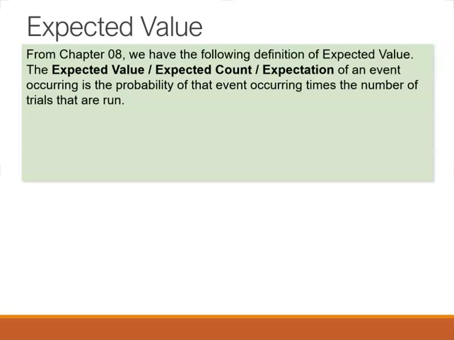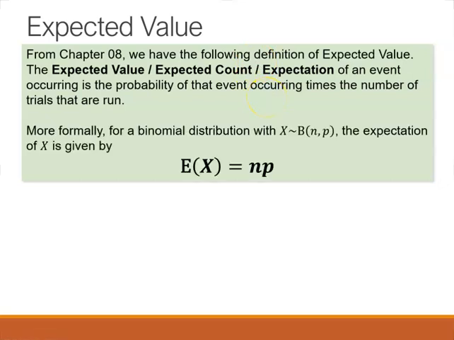All right. Next up, we want to talk about mean or expectation for these binomial distributions. So again, mean, expected value, expected count, expectation all mean the same thing. For a binomial experiment, it's real easy. All I have to do is do n times p. That's it. That'll give me the expectation. That'll give me the mean. That'll give me the expected value. They're all the same thing.